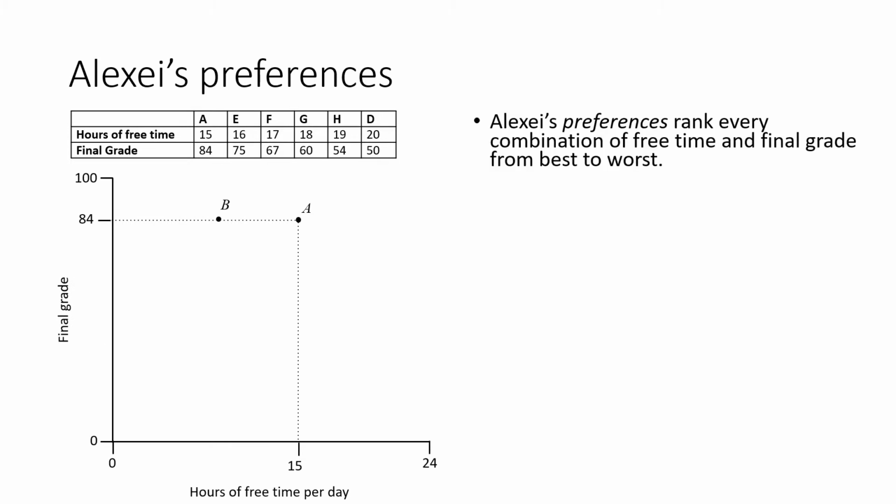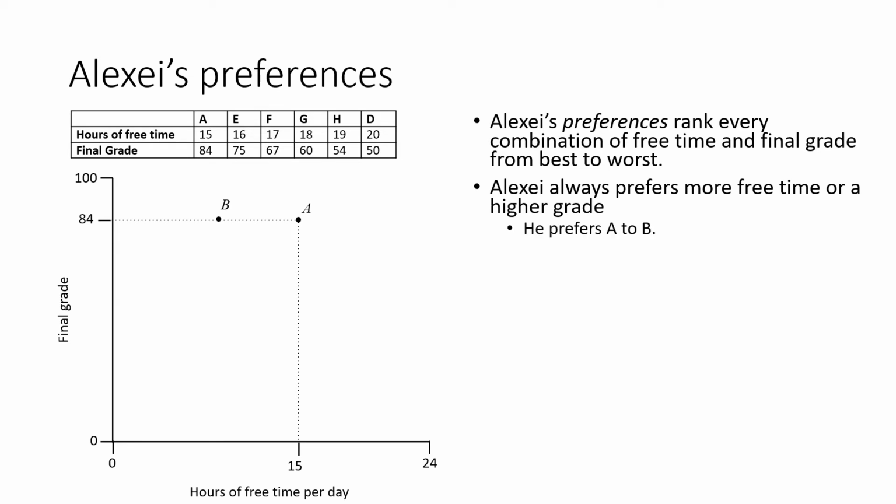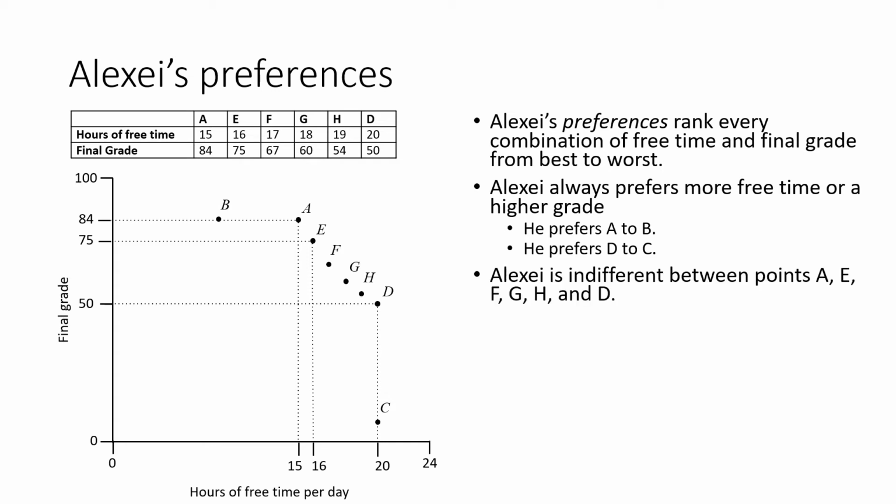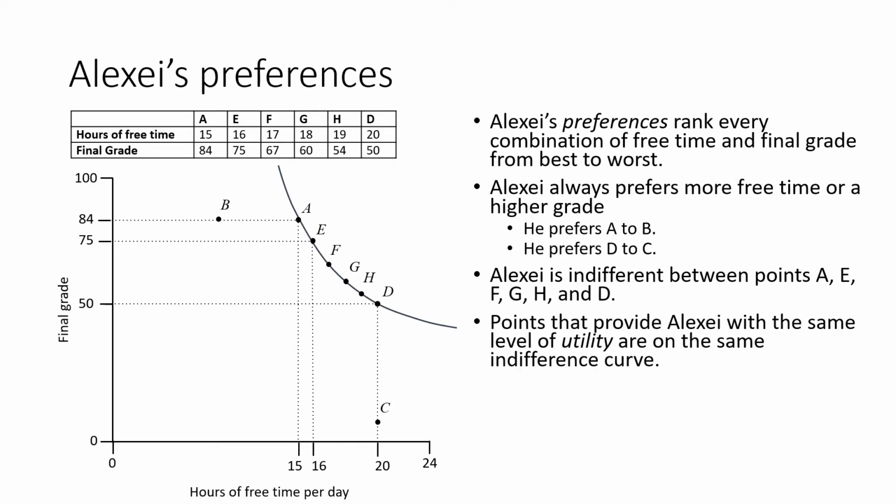Alexei's preferences rank every combination of free time and final grade from best to worst. Alexei always prefers more free time or a higher grade. He prefers A to B, and he also prefers D to C. Alexei is, however, indifferent between points A, E, F, G, H, and D. These points are all points that provide Alexei with the same level of utility. They are on the same indifference curve.